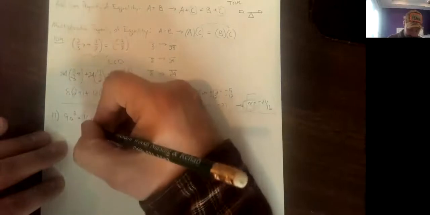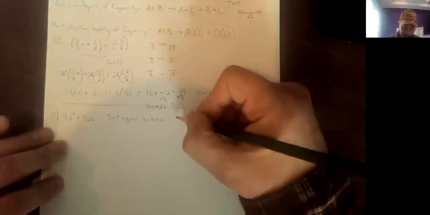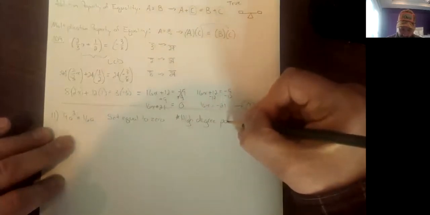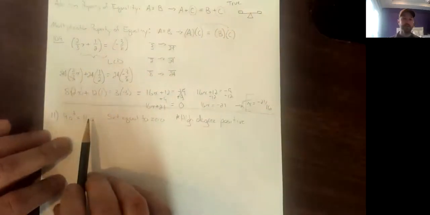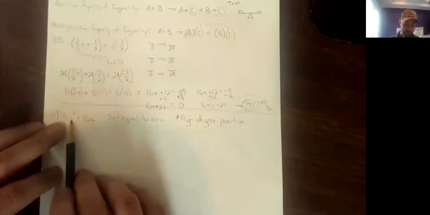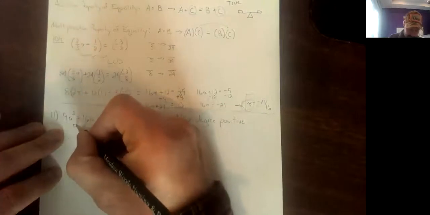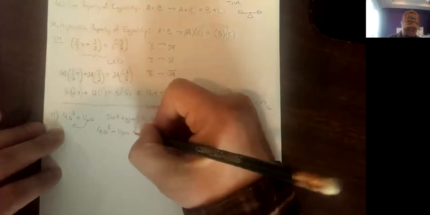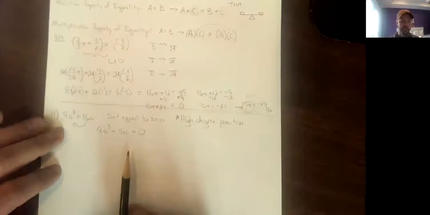So we set equal to 0 by getting rid of 1. I like to think of keeping the high degree positive. Move whatever's going to keep your highest degree exponent positive. My 9a cubed, that's positive. Positive 9a cubed. So I'm going to move this one over here. I do so by subtracting 16a from both sides.